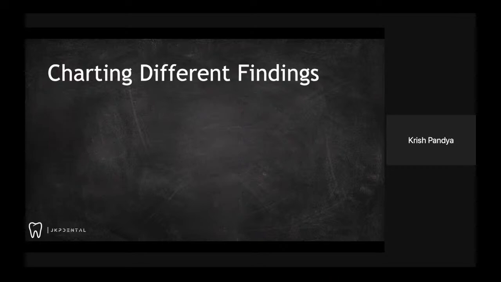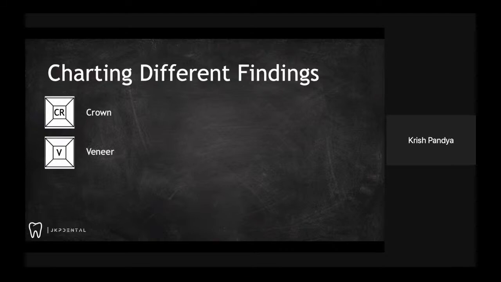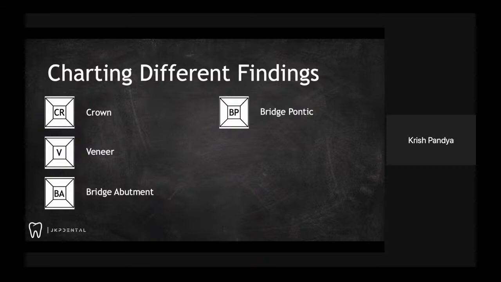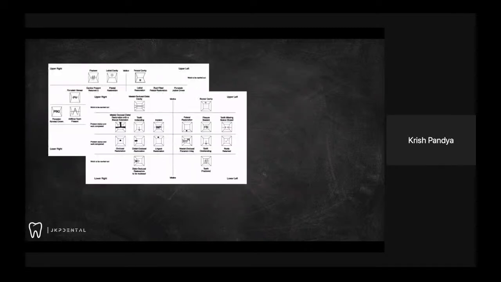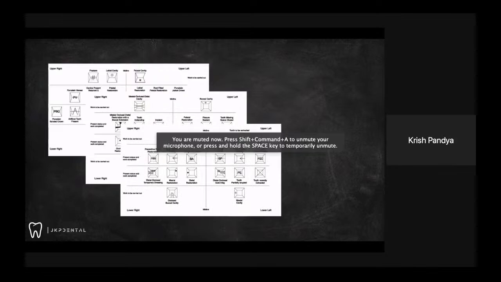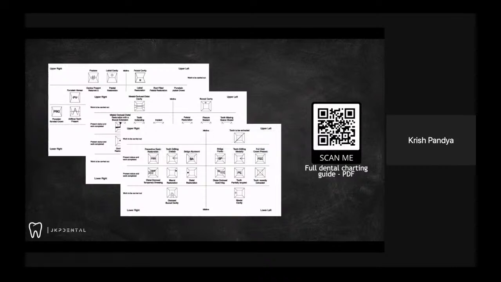There are some other findings that are really easily charted by simply writing a letter or letters on the squares. For example, a crown is charted as CR, a veneer with the letter V, a bridge abutment is BA, bridge pontic is BP, a partially erupted tooth is noted PE, and a fissure sealant is noted FS. And there's plenty of other weird and wonderful things that you might find in your patient's mouth when charting. So here's a QR code that takes you to a fantastic PDF that goes through how to chart all different intraoral findings.